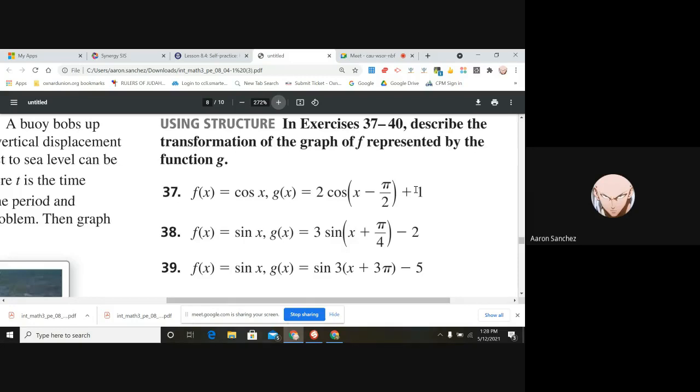37. It doesn't say to graph it, but I want to graph it so you guys know how to do this on your test. And you can see what the shifts are. Cosine. And it's cosine too, so it's good. Pi over 2 plus 1.